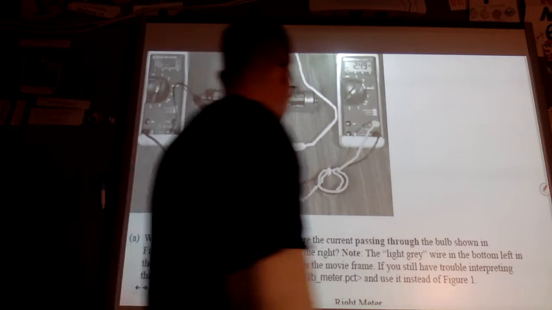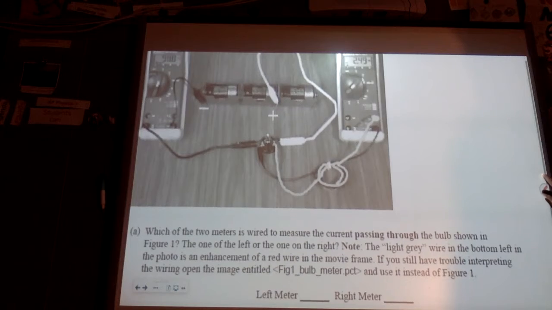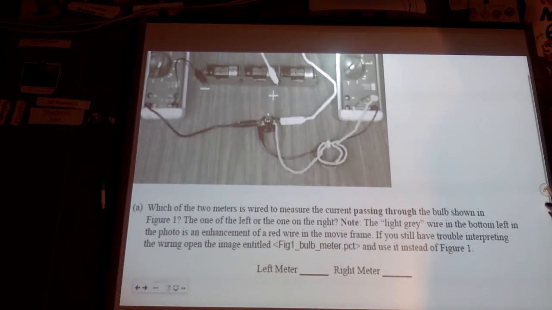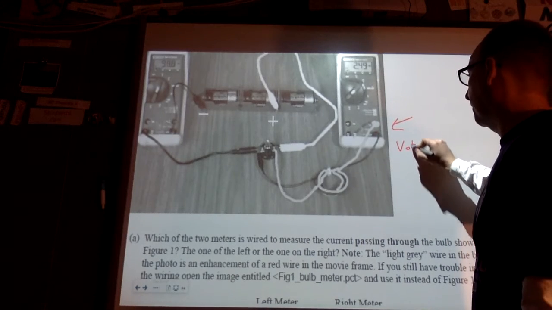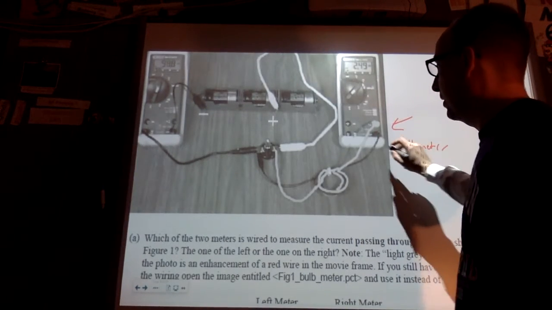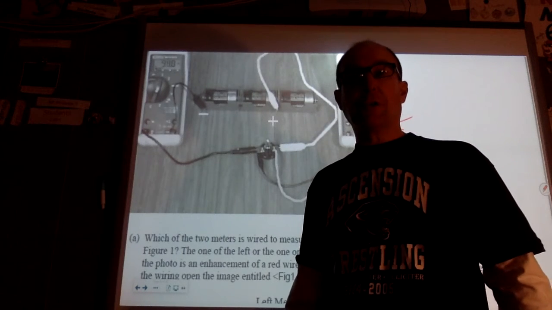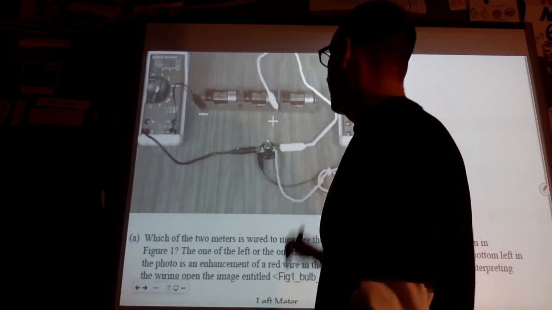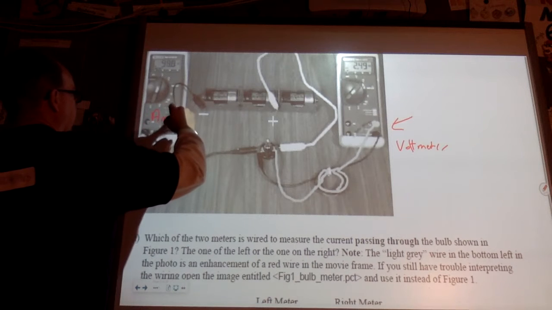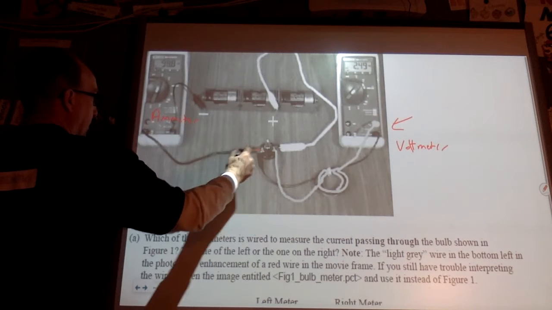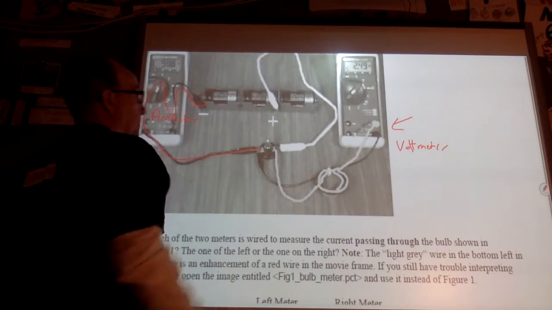So in our picture here, we have 2 meters. If we look at what's going on, this one would be our voltmeter. It's connected from one side of the light bulb to the other side of the light bulb. We'd be measuring what the voltage drop is. This one would be an ammeter. The current is coming out of here. It actually goes through the meter, and then it goes back to the battery, and that's part of the path.